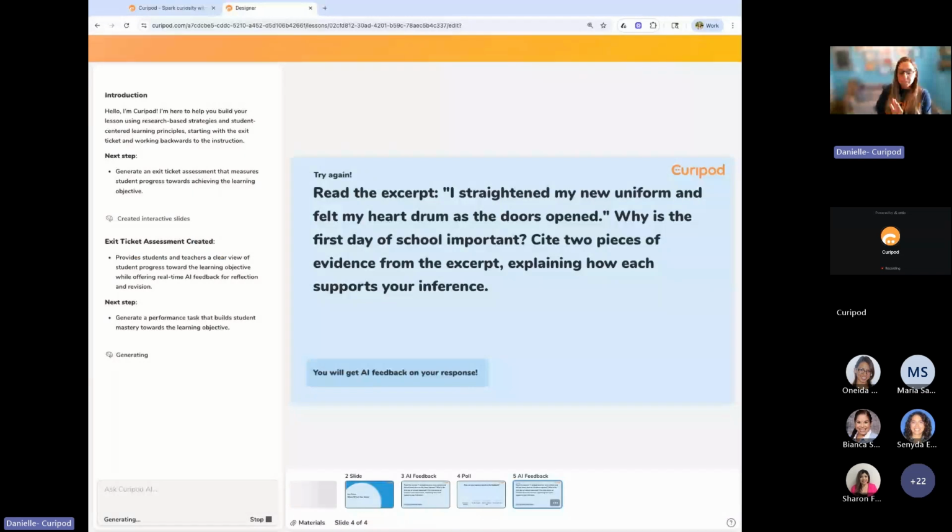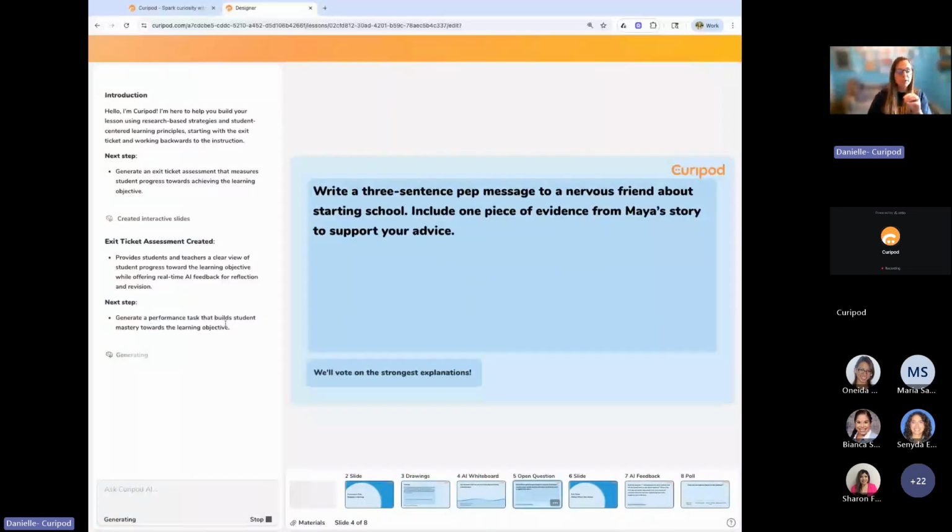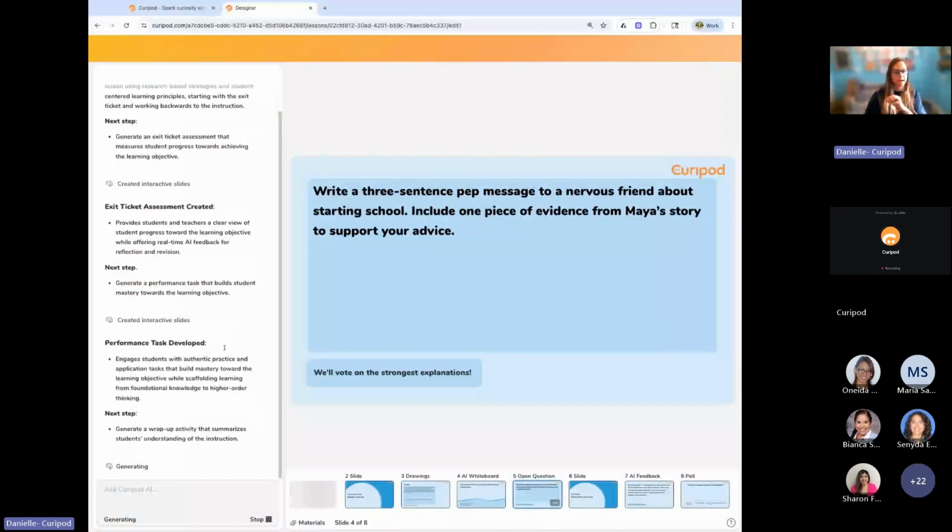So as it's generating, it's going to start with that exit ticket. On the left-hand side, it's going to talk us through what it's generating and why, what's the importance. So you can see that it generated this exit ticket. This exit ticket aligns to my learning objective, and now it's building up a performance test that helps build students to mastering that learning objective.